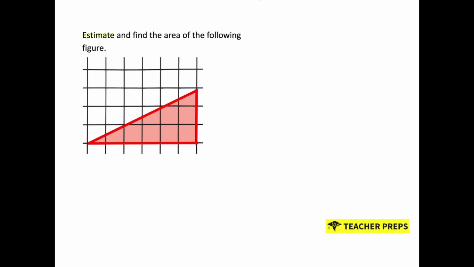This question says to estimate and to find the area. When you find area, you're finding how many square units fit in the inside of a figure. We can estimate by counting how many square units we see. I see 1, 2, 3, 4, 5, 6 whole squares. These two make 7, these two make about 8, and these two make about 9. So we can say the area is about 9 square units.